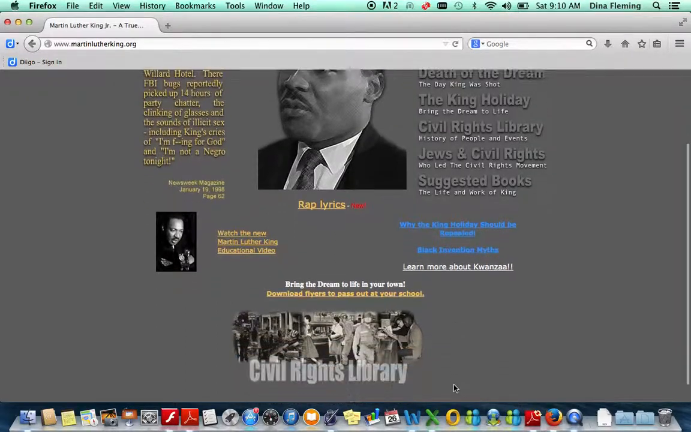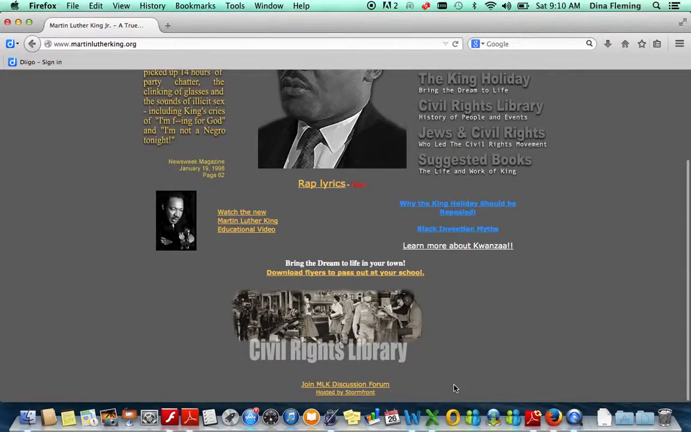You have to keep scrolling, however, and down here it says "join Martin Luther King discussion forum," and right here is where we get our first hint at who may be posting this page. It says "hosted by Stormfront." To host something means to be the person responsible for putting the page up.